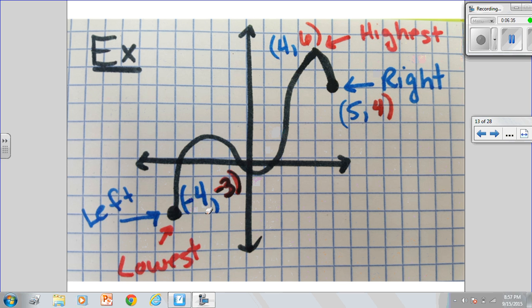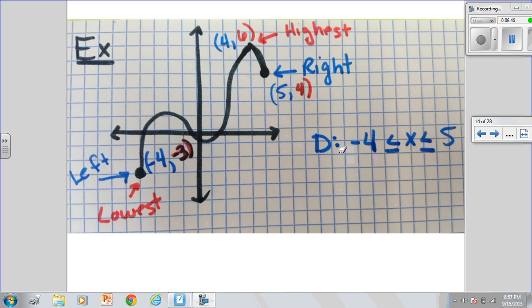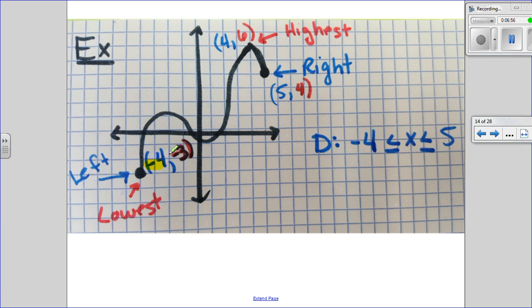Okay, notice that I'm still staying consistent with the numbers. My x's are all blue. My ranges are red. This one should be red. I went over it in red. Okay. And now we're just going to go ahead and fill out our domain and range. So, domain for this one. If we look at our left and our right points, we labeled it left. We have -4. And for right, we have 5. So my points are -4 and 5.